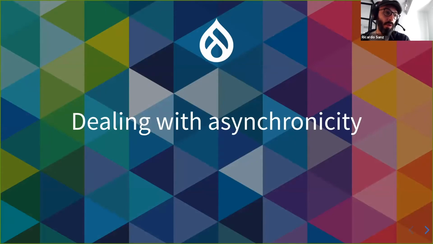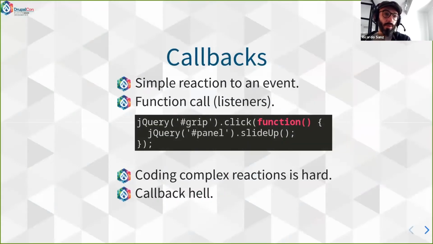Well, the first option is to use callbacks. It's a simple and classic approach. When an event is received, a function is called. This function processes the event and its data. The typical example are the listeners. Because of their simplicity, they don't allow many possibilities, only recommended for simple reactions upon events, because coding complex reactions can be very hard.